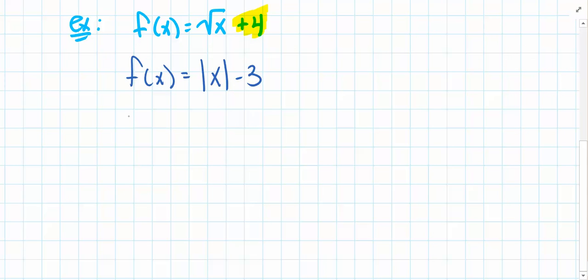Okay, what about this one? F of x is equal to x cubed plus 7. What would that graph be?